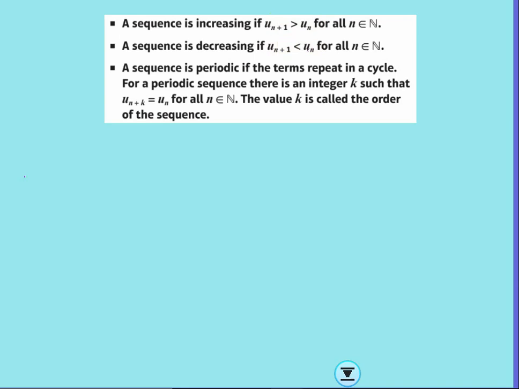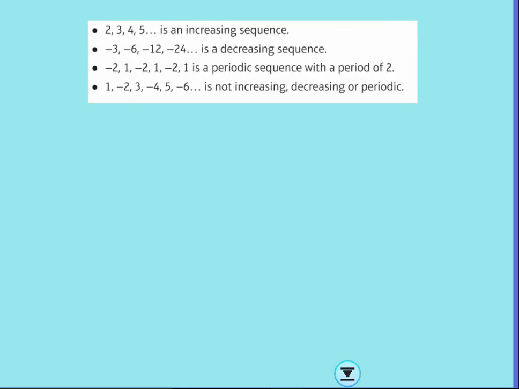It's easier to explain when you see it. A term u(n+k) in the future is equal to a term that you started with. It's not the next term, because it's plus k; if it was the next term it would be plus 1. That value of k is what we call the order of the sequence, and you'll get it when you see this one. You can see the next term is always more than the previous term, so it's increasing. The next term always gets smaller than the previous, it's decreasing. And here you've got minus 2, 1, minus 2, 1. You can see there is repetition, and we would say this has an order of 2.